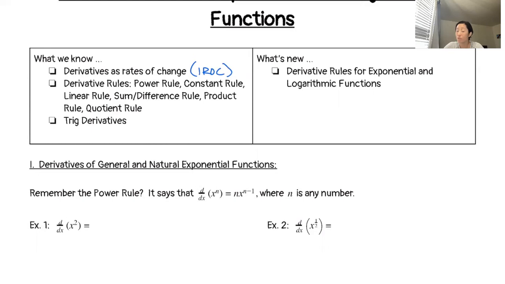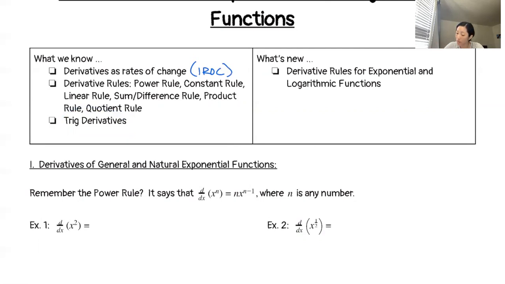Now, we could use the formal definition of the derivative. We can always use that. But because that's kind of time consuming, we've started a collection of tools we can use to make that shorter. Specifically, we've looked at power rule, constant rule, the linear rule, sum and difference rule, the product rule, the quotient rule. And in the last video, we learned about trig derivatives. And so we added 6 new rules to our toolkit.